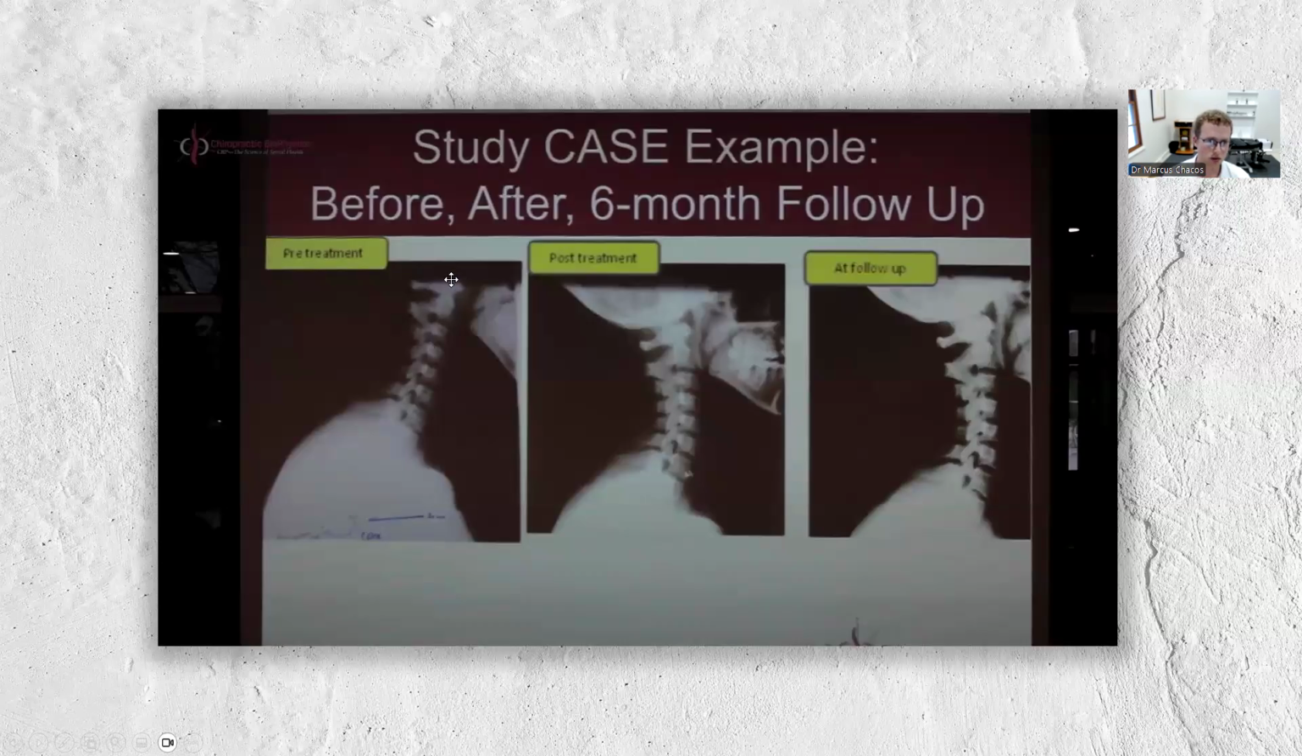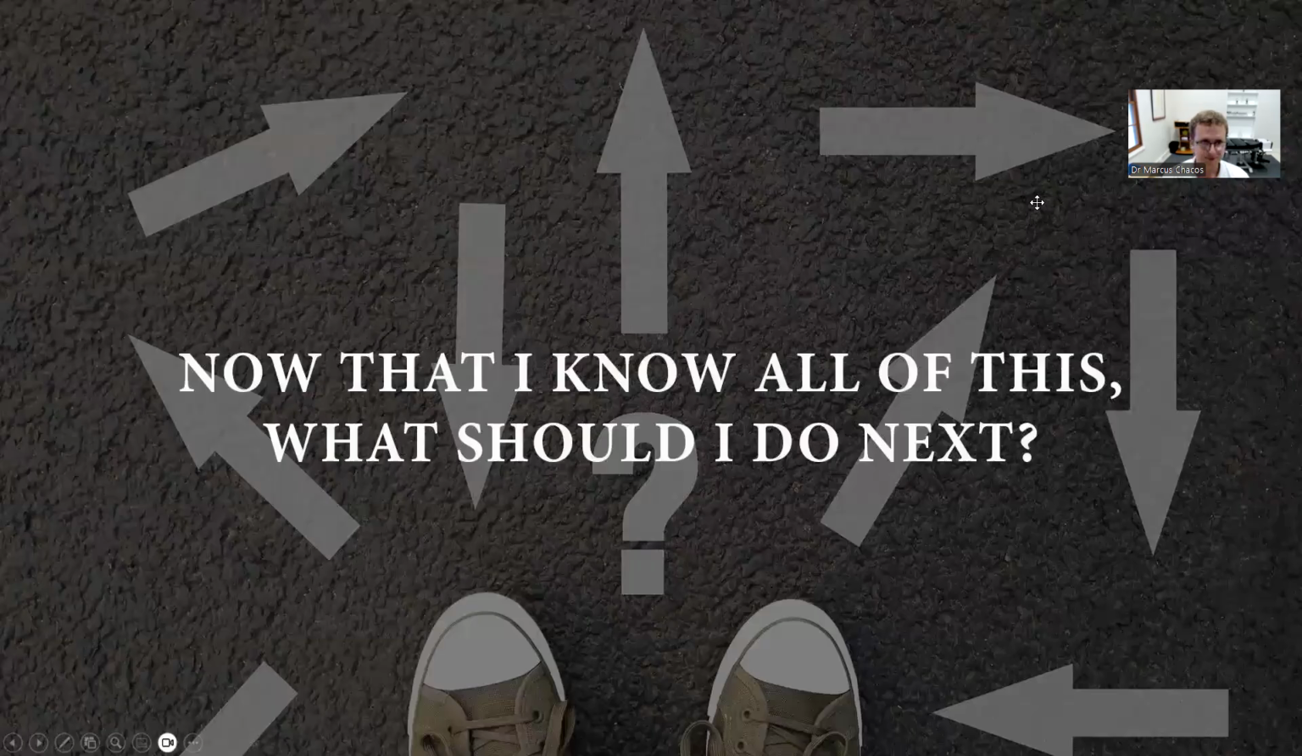We can see pre-treatment there's flattening of that neck curve. Post-treatment, with what they were doing, we can see that improvement in the curve. And at follow-up, 6 months following chiropractic care and rehabilitation for that neck curve, we can see the curve has improved significantly since the beginning.